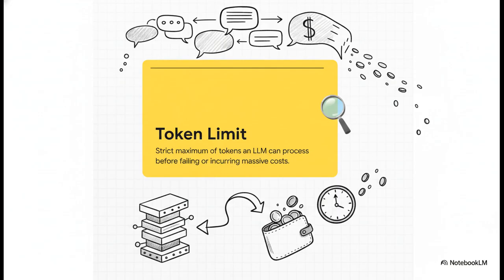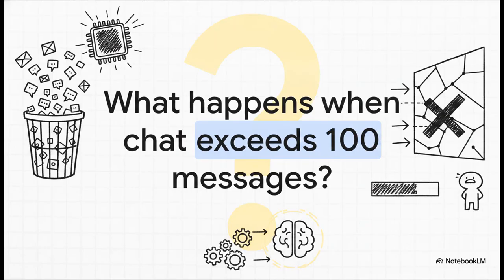And that brings us to the token limit, or the context window. This is the strict maximum number of words or tokens an LLM can process in a single prompt before it either fails entirely or incurs massive API costs. Think of the LLM's context window like a goldfish bowl. You can only pour so much water into that bowl before it inevitably spills right over the top. The issue is, every single time you and the AI exchange a message, that bowl gets a little fuller, your history gets longer, and because you're charged per token, your API bill starts creeping higher and higher with every single back and forth.